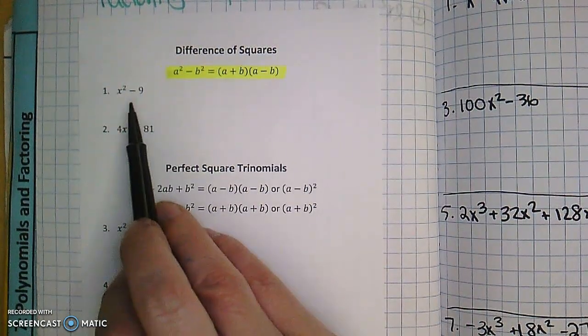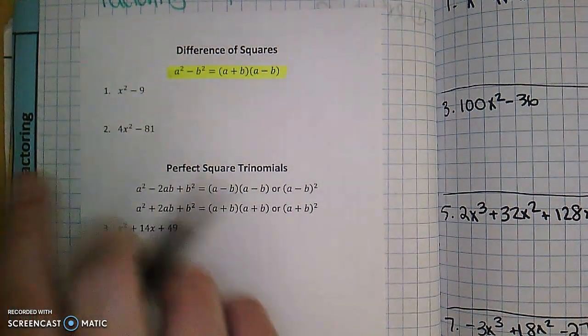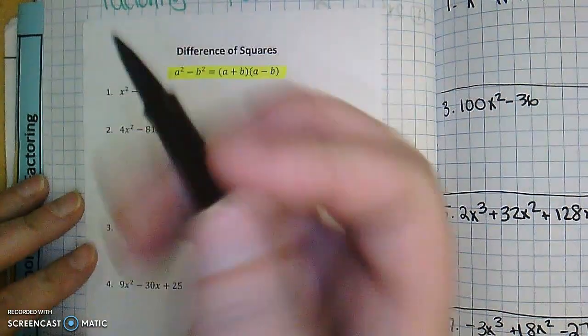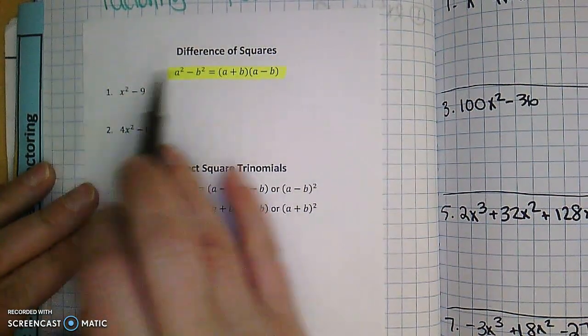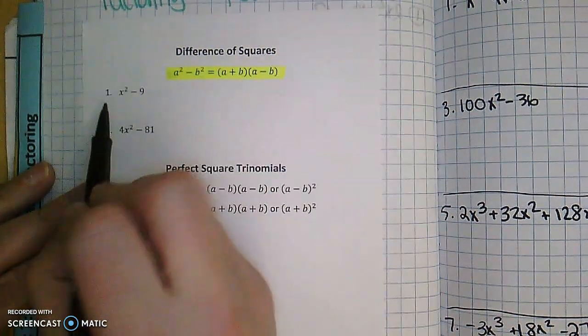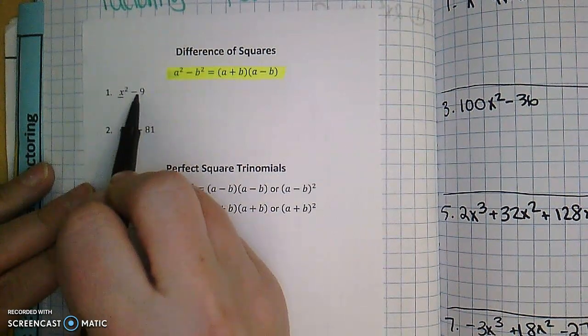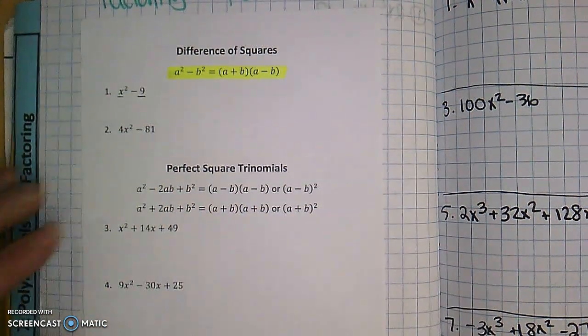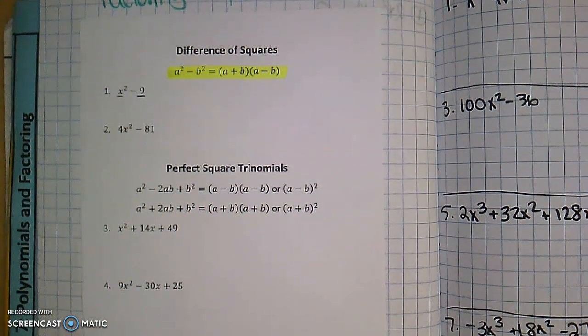So I'll show you what that looks like when we're talking about an actual binomial with numbers. I can see that this is going to be a difference of squares case because I have two terms in this binomial that are both perfect squares. And if I remember, a perfect square is something where I can find the square root of, and it's going to give me an integer or a whole number solution, okay?